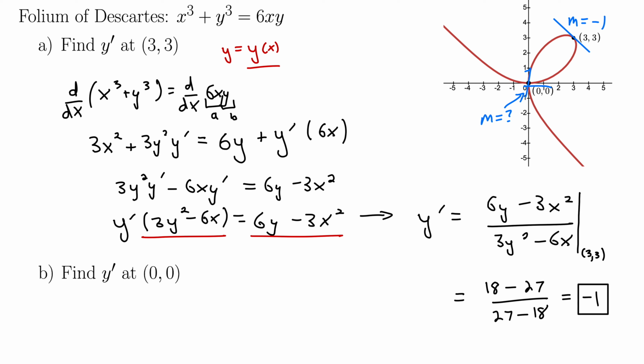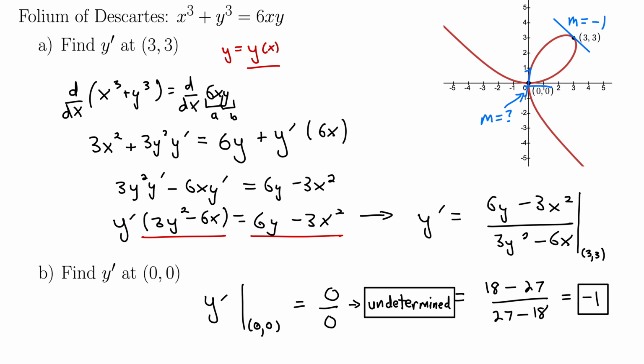Okay, let's try part B. We already expect this to be a strange derivative, but we already have our derivative, right? We'll take the same derivative and we'll plug in (0, 0). So now we're simply evaluating y prime at the point (0, 0). And you can see from plugging in (0, 0) here, we would get 0 over 0, which is an indeterminate form. So I'll just write undetermined for that derivative.